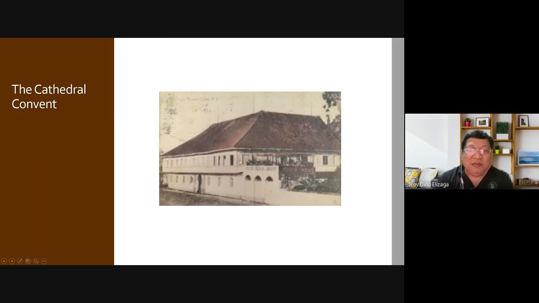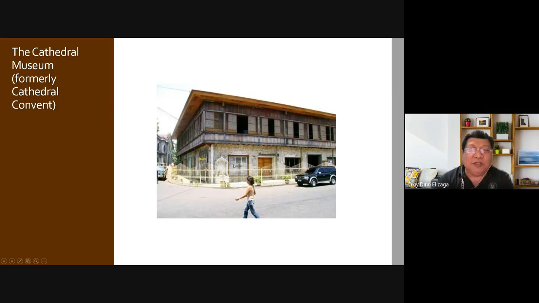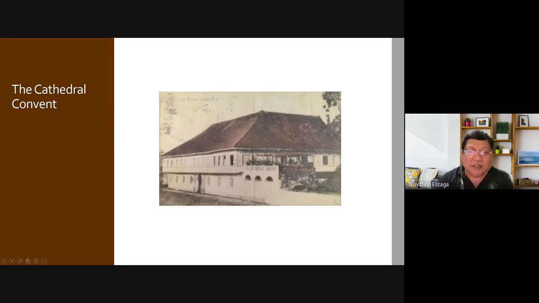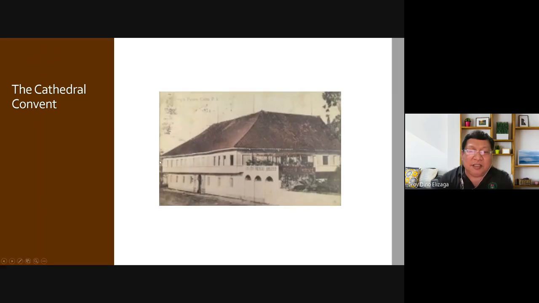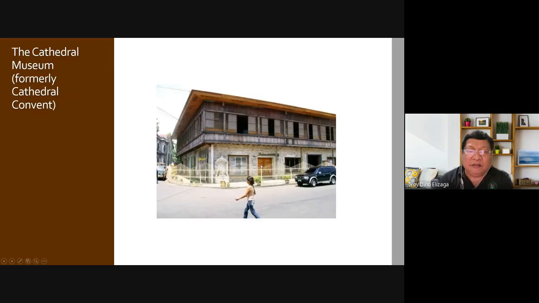And the convent before, they preserved it and made it into a museum, so it looks like this now. So there's a big difference. Actually, not much difference, I think, except that they added some columns outside to reinforce, these columns, but they're made of steel.